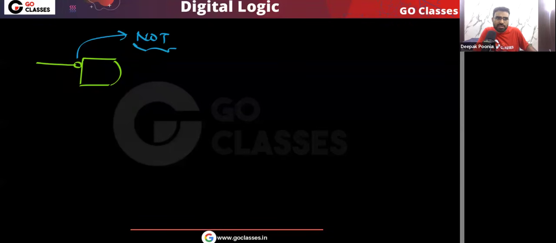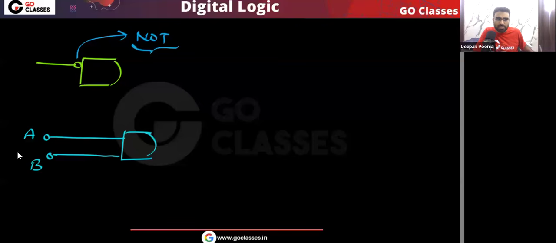Okay, now this will be considered as not. Is this point clear? But remember, if I have something like this, now this is just an input. Please understand, this is just a way to represent the input. It's just a notation that we are using. These are the inputs, so remember, these are not NOT gates. Is this clear? I hope you understood.